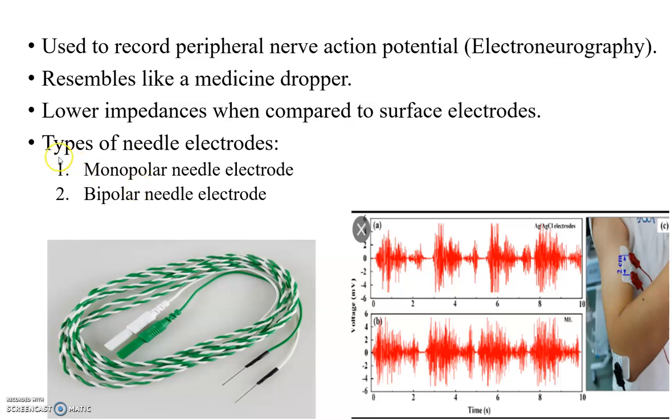So next, the needle electrodes have two types. One is a monopolar needle and another one is a bipolar needle. The monopolar needle contains only one wire, which is used as the reference electrode. The bipolar needle has two wires, where one is active and another one is the reference electrode.